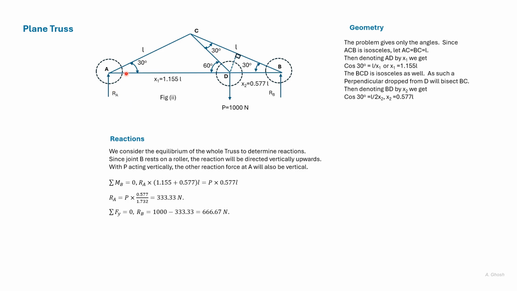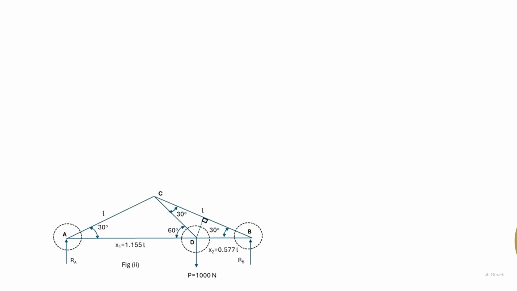In order to solve the truss, we'll look at the joints A, D, and B. We have given a diagram of the whole truss here. Till now, we have found the ratio of the different sides and the reactions RA and RB. Next, we'll look at the joints. Start with joint A.